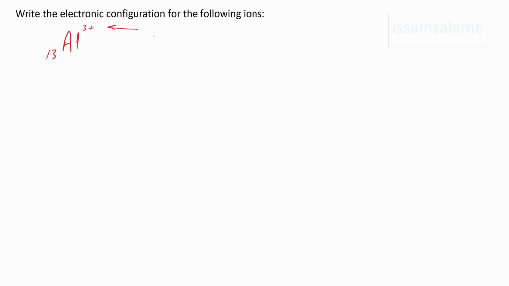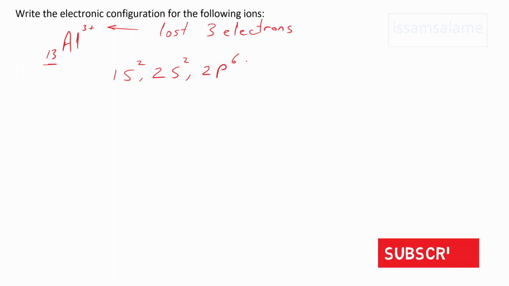The first, we're going to start by writing the electronic configuration for the aluminum ion with a charge 3+. 3+ means that it lost 3 electrons. So now we're not going to write the electronic configuration for 13 electrons. Instead, we're going to write the electronic configuration for 10 as follows: 1s2, 2s2, 2p6.